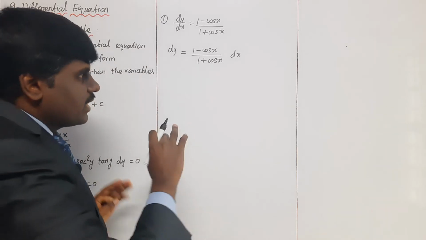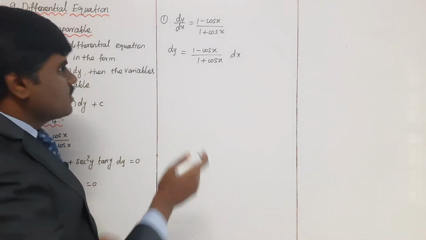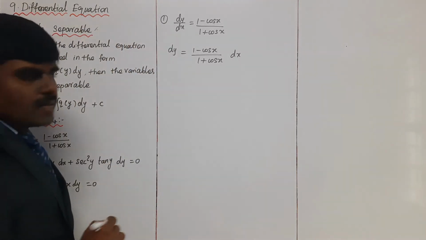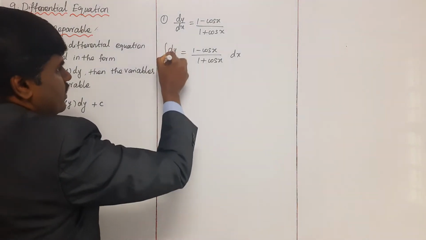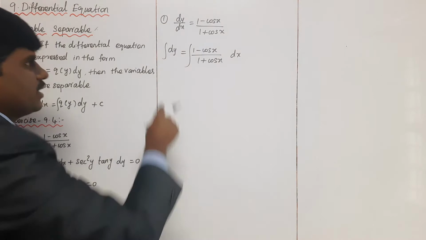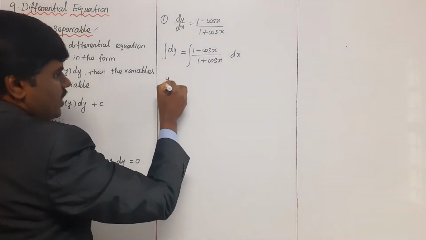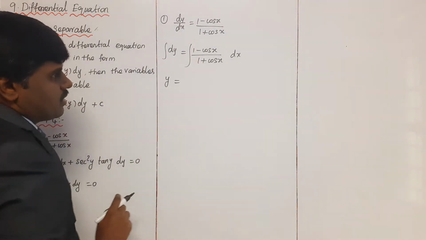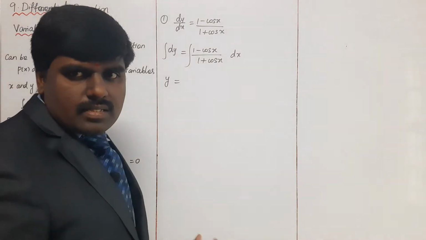First important point: the x and y terms are segregated. That's the meaning of the variable separable method. So now you go and integrate. Integration of 1 is clear. In the same way, dy integrated means y is equal to the integral of 1 minus cos x divided by 1 plus cos x. That's very important.